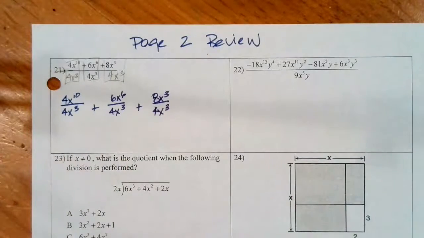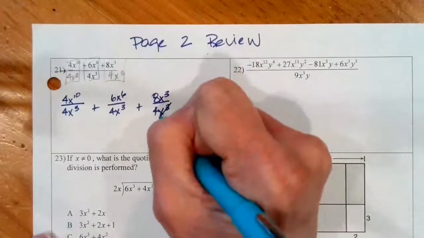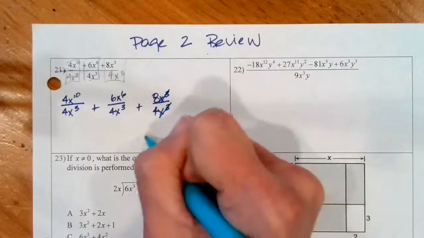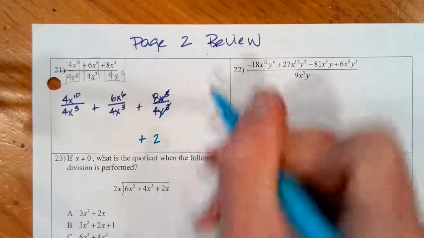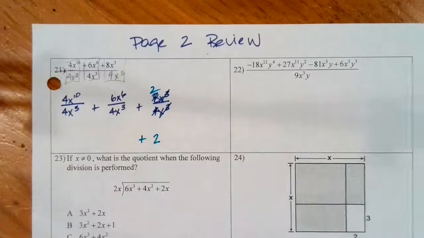So here's the fun part. You get to cancel out any factor above and below the line. So for example, these x cubes cancel out with these x cubes, and 4 goes into 8 twice, so you know that your last term is going to be a plus 2.